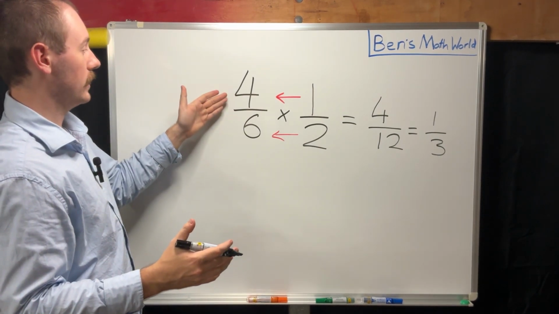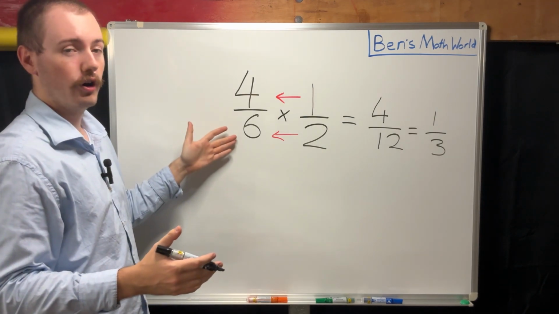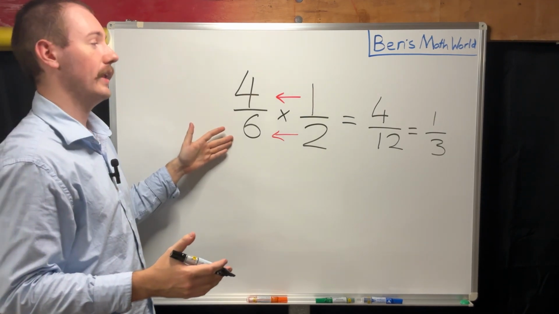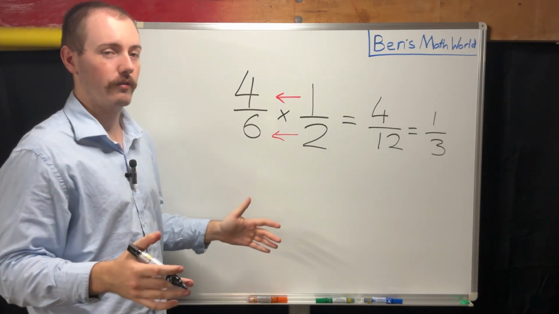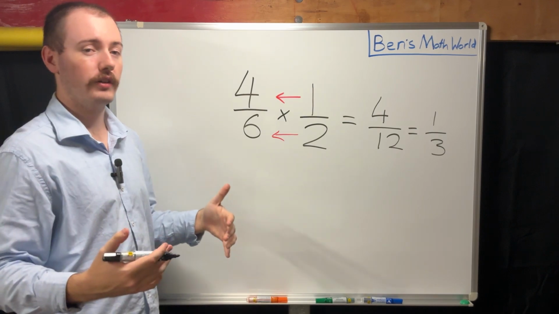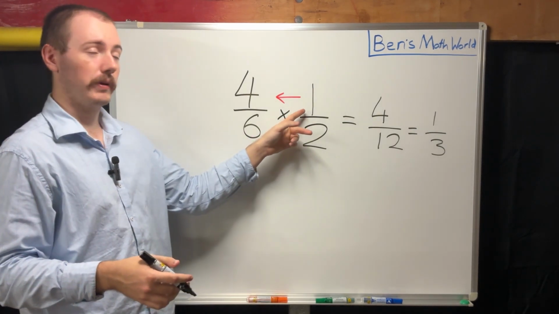And if we take a look back here, this could have been simplified. It could have been 2 over 3. And now 2 over 3, half of 2 over 3, well, that's 1 over 3, or a third. Half of 2 thirds is 1 third. Okay, now that we've done that, let's take a look again at what we did.